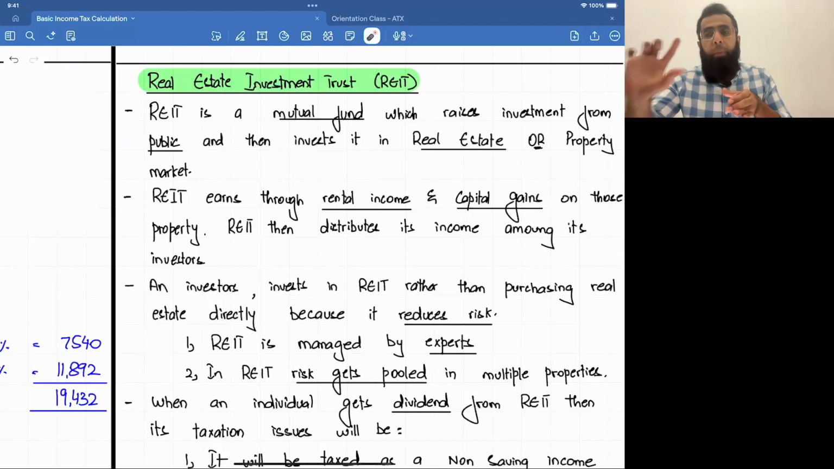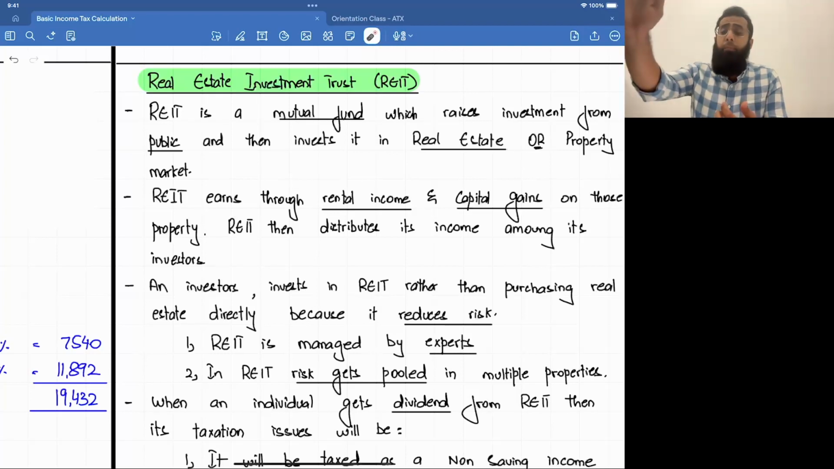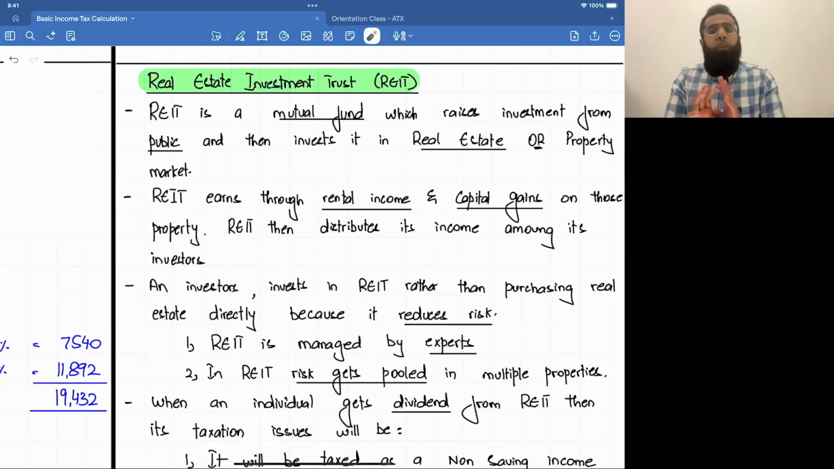Okay, you have these many units, 10,000 units, 5,000 units, 8,000 units, and every unit has a certain value. Whenever you want to return your investment, you can sell the units in the market also, or you can come to us. We will take back those units and we will give you your money. This is how the real estate investment trust works.